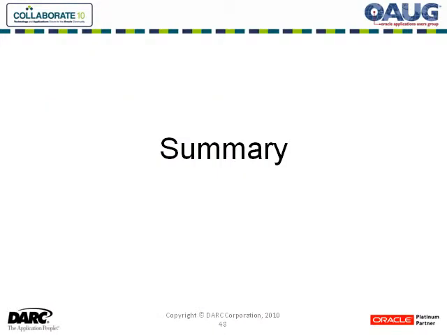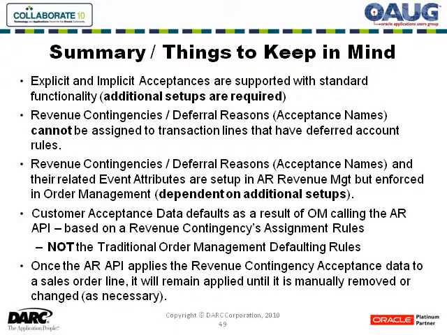Well, you've made it to the final frontier. Now we're just going to go over some summary topics and things to keep in mind if you elect to deploy the customer acceptance functionality in Release 12. The explicit and implicit acceptances are supported with standard functionality. There's additional setups that are required, but they come standard. Nothing fancy needs to be done.